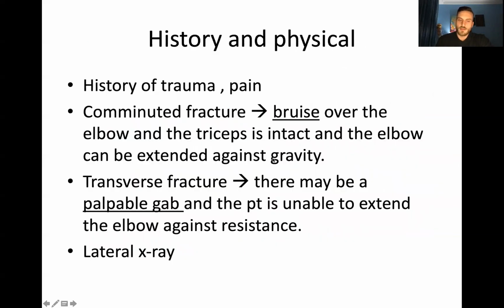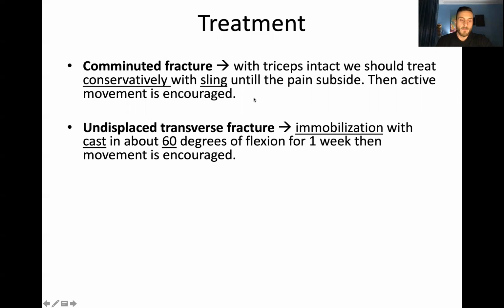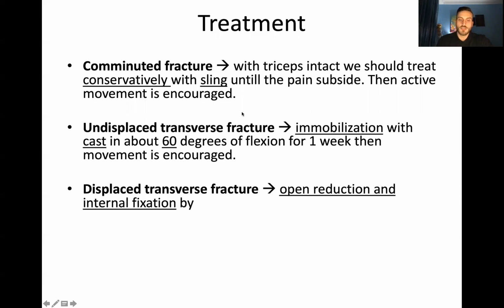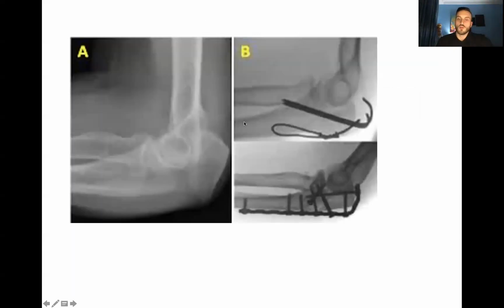So you can see that there are bruises. You can feel on the physical examination the gap of the olecranon, and on the lateral X-ray you can diagnose it. Comminuted fracture, what to do? Usually, if it's not much displaced, you can put the patient on an arm sling, then active motion. Undisplaced, immobilization. If it's displaced, you can do open reduction and internal fixation by a tension band, screw or plate. So this is a fracture, this is a plate that was put in, or a tension band.